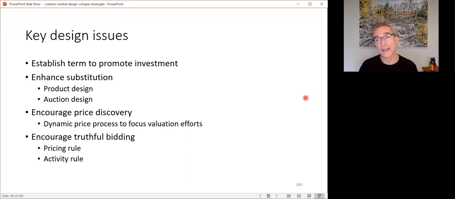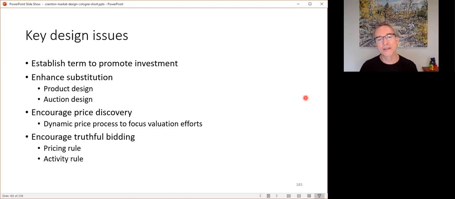There's also been large advances in technology, which has made equipment much more flexible. That actually simplifies the problem that we have, because there's more substitution possibilities across bands, for example. And so it's becoming much more of a divisible good, which is a very good thing. The key is to enhance substitution by effective product design, and we now have a good handle on how to do that.